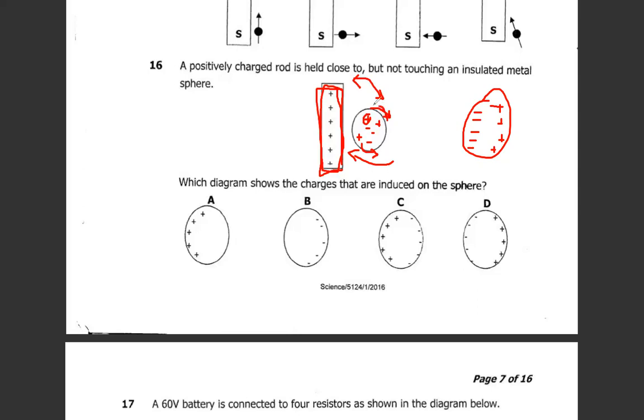Now, because this is neutral, the number of positive charges that we have must be equal to the number of negative charges that we have. And this rearrangement of charges corresponds to what we have on D. So D was the answer.